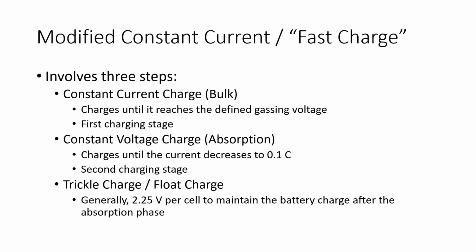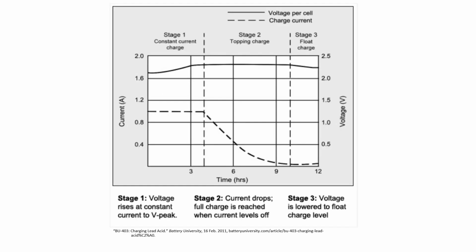So now, aside from that tangent, we're going to go to the trickle charge. And that's going to be 2.25 volts per cell to maintain the battery charge after the absorption phase. This is going to keep it topped off for as long as we want and get it from that 97, 98% to the 100%, or 99.9%.